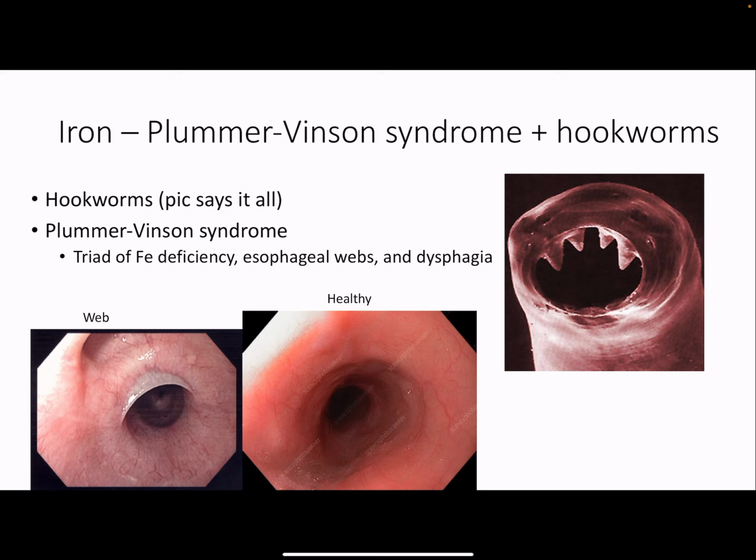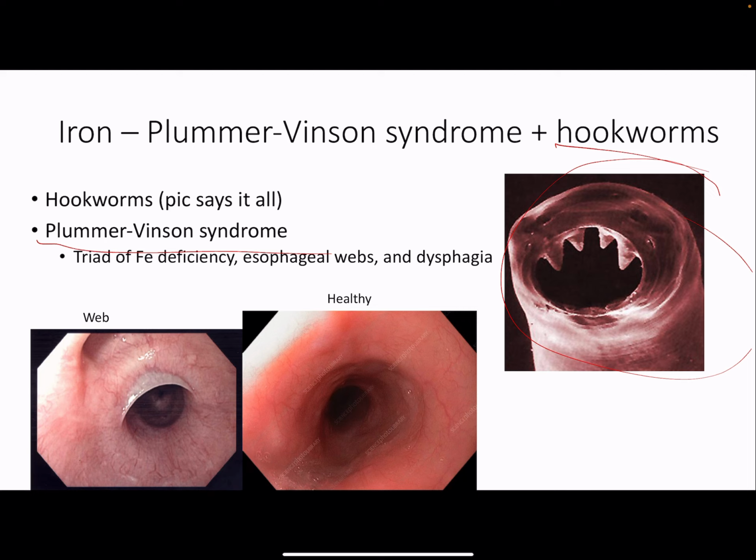Two other scenarios where you might become iron deficient: hookworms, scary monster. These will go ahead and just scavenge a lot of your iron. It's one of the many horrible things they'll do inside of you. And then there's a rare syndrome called Plummer-Vinson syndrome, which you'll see a bit more in the GI section in, I guess, like 9 months or so.